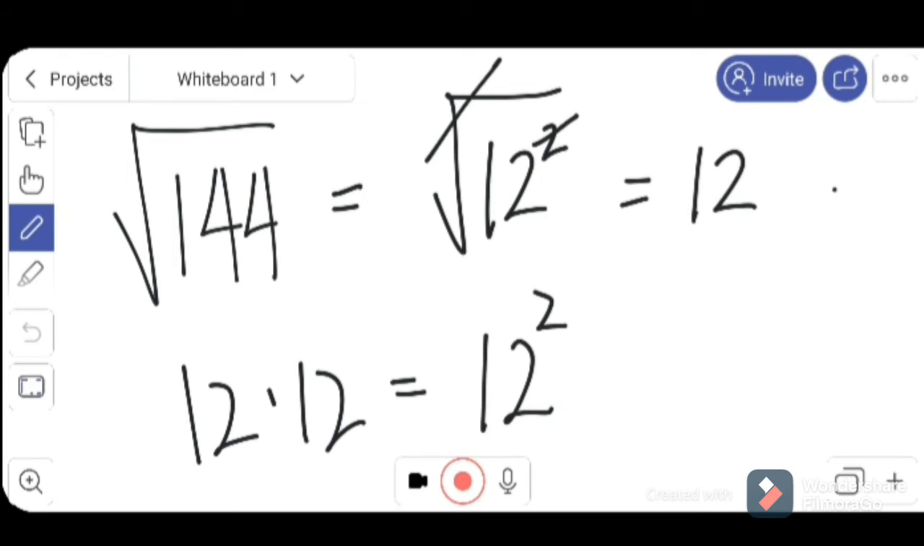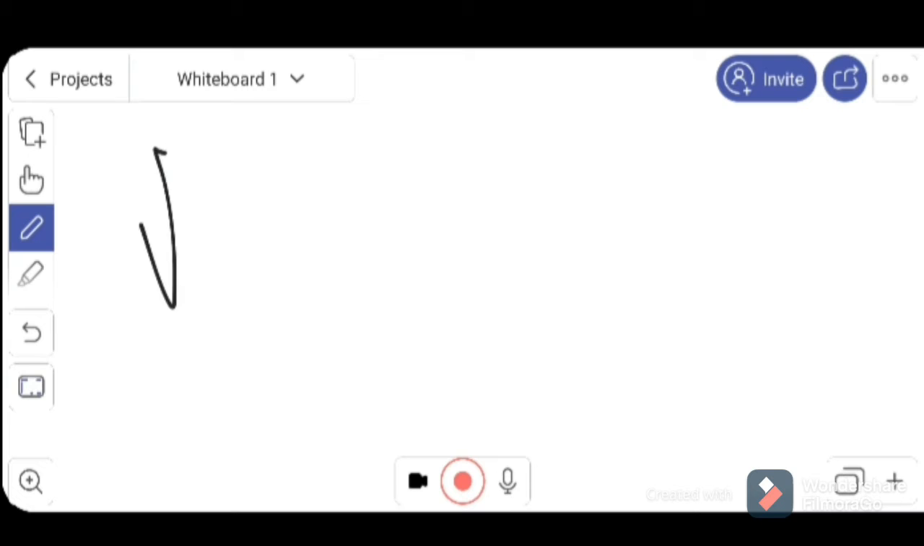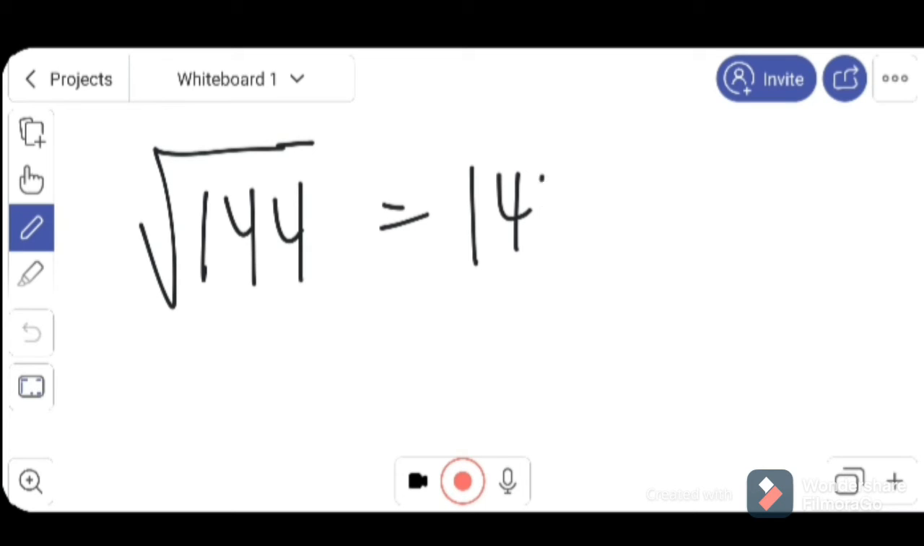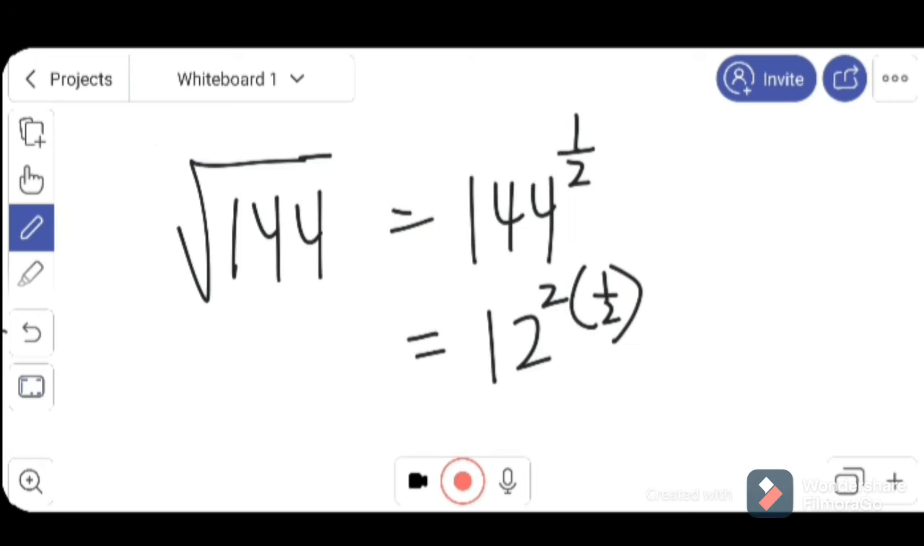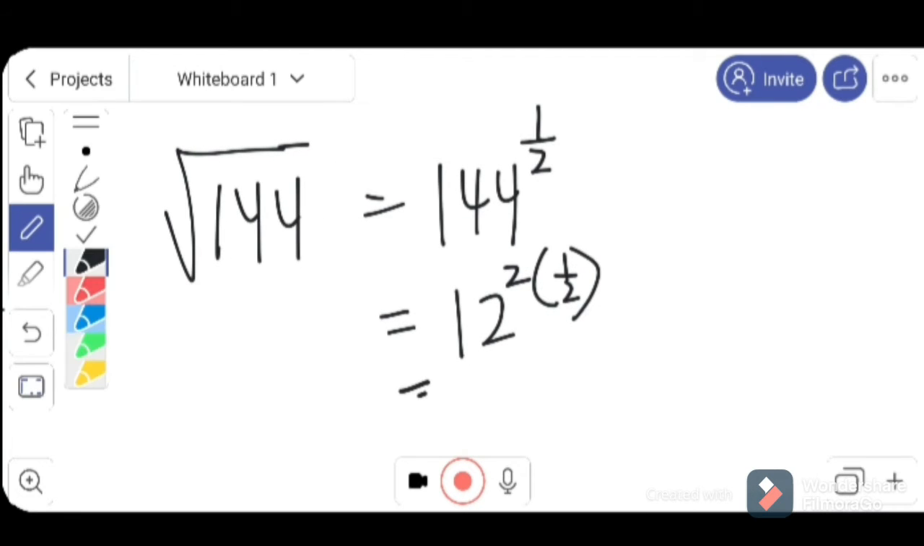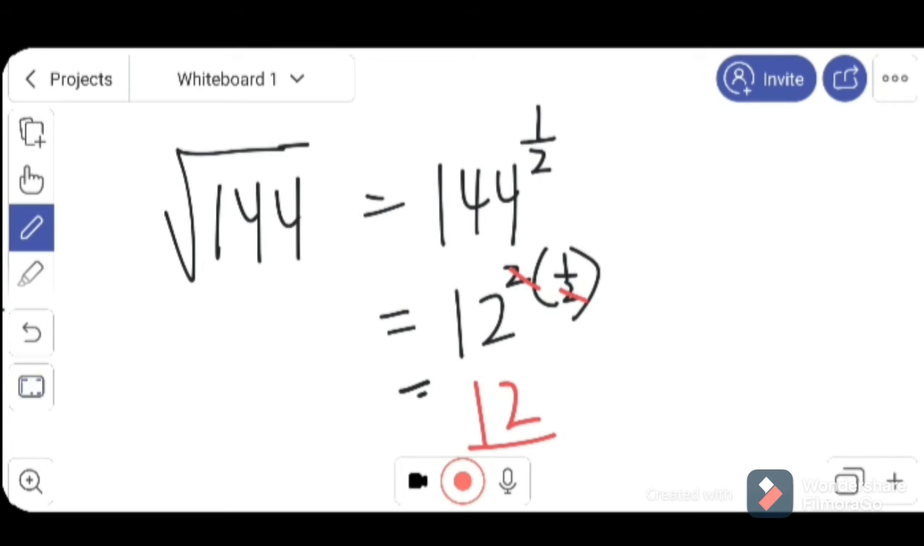In rational exponents, the square root of 144 is also equal to 144 raised to 1 half. Correct? So if we are going to rewrite 144, we can also rewrite that as 12 squared raised to 1 half. And that is also equal to, as we cancel the exponents, 12 raised to 1, and the final answer is 12.